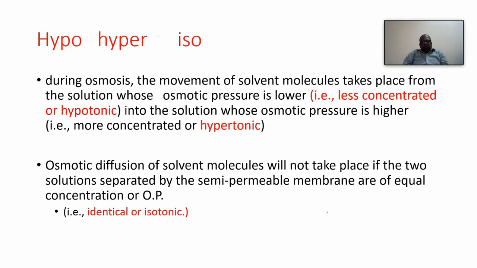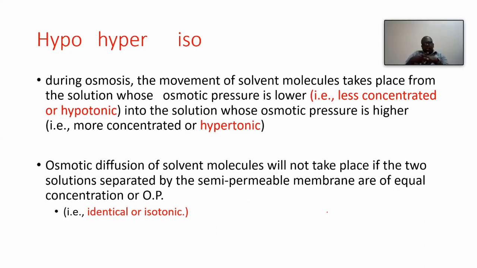Then we have a few terminologies: hypo, hyper, iso. Can anyone read this one? The first lesson: we will identify hypo, hyper, iso. What is hypo? During osmosis, the movement of solvent molecules takes place from the solution whose osmotic pressure is low into the solution whose osmotic pressure is higher.